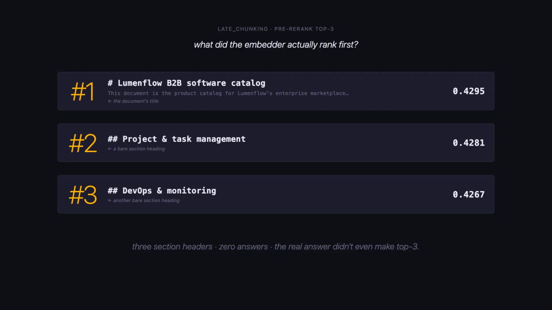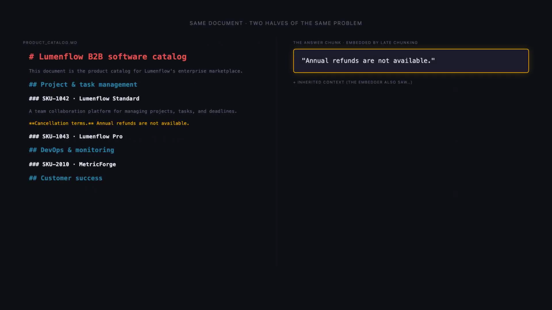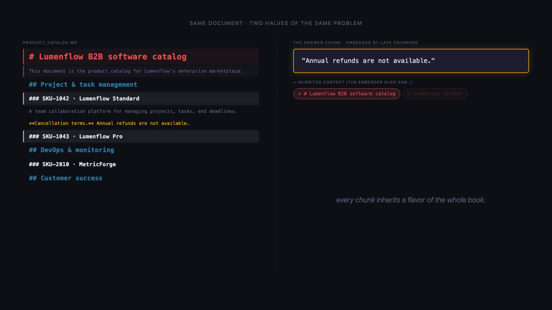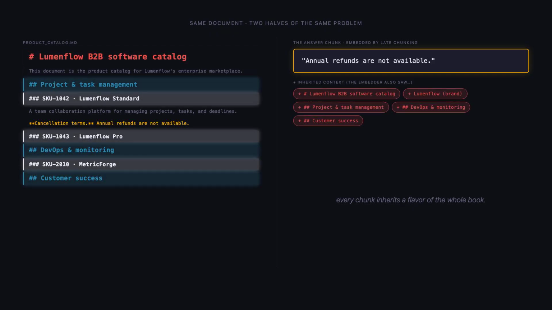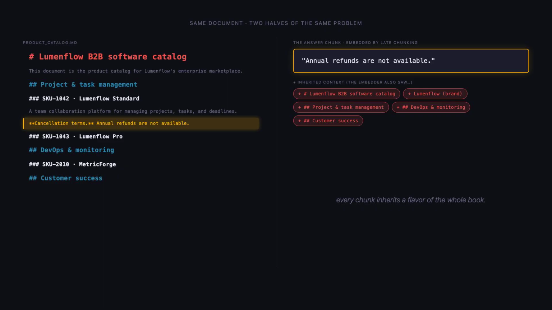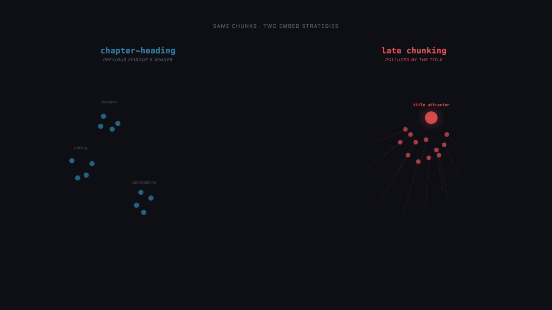Here's what happens. When the embedder reads the whole book before cutting, every chunk inherits a flavor of the whole book. Repeated terms near the top of the document, the catalog name, the brand, the section labels, pull every chunk's vector slightly toward themselves. The chunk that said, annual refunds are not available, now smells like a product catalog instead of a cancellation policy. It's still semantically right. It's just outvoted by everything around it. The chunk gained document memory and forgot itself.